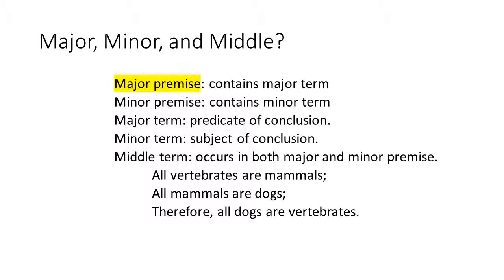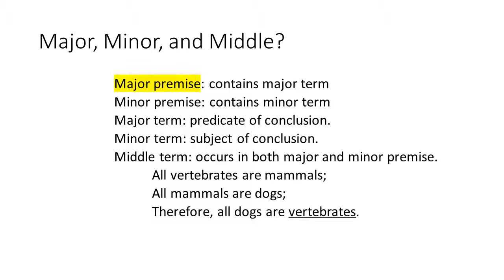Okay, so we have our argument down here. All vertebrates are mammals. All mammals are dogs. Therefore, all dogs are vertebrates. Let's find the major premise. We know that this contains the major term, and the major term is the predicate of the conclusion. So what's the predicate of our conclusion? Therefore, all dogs are vertebrates. Well, it's vertebrates.